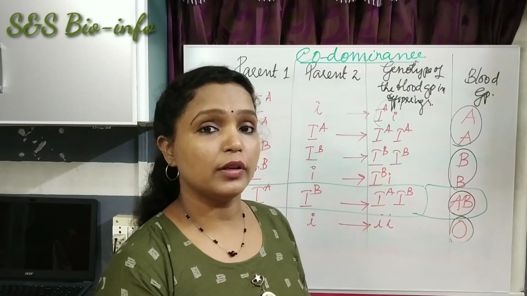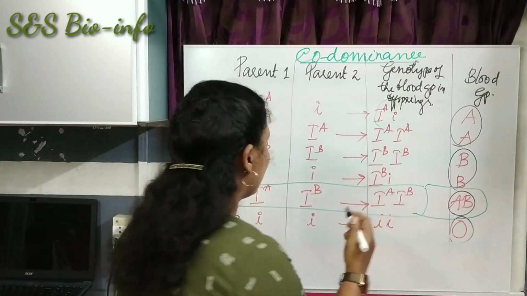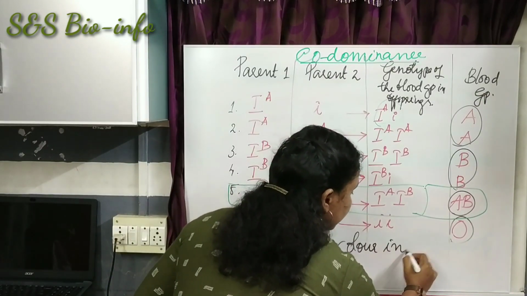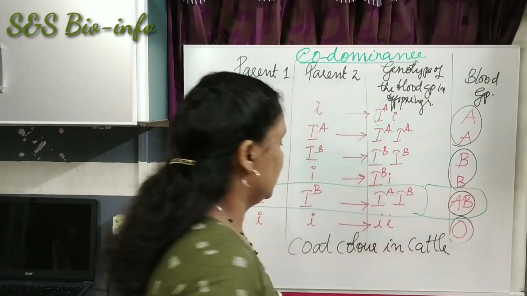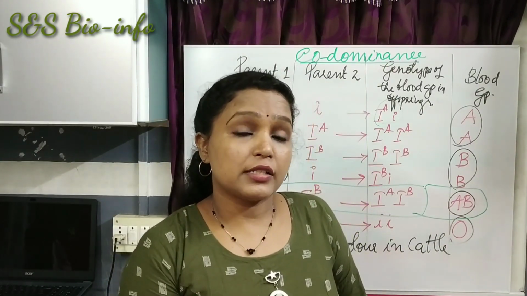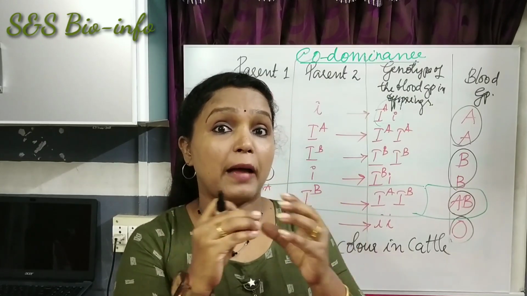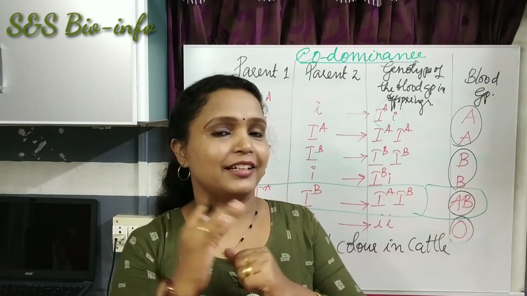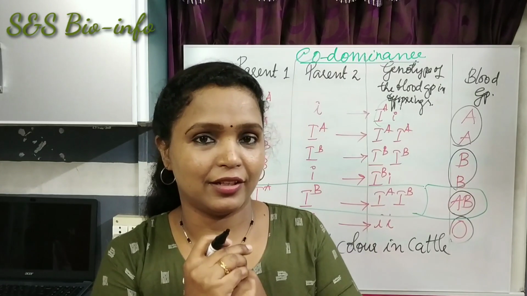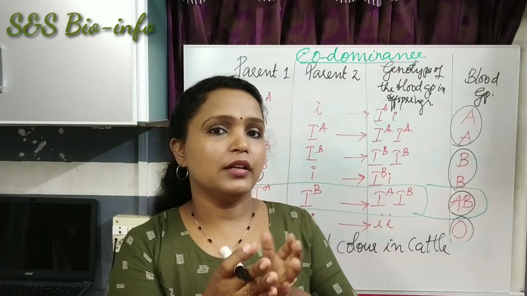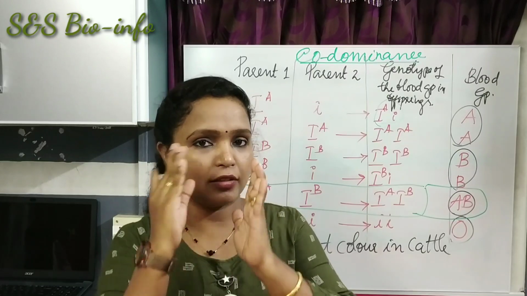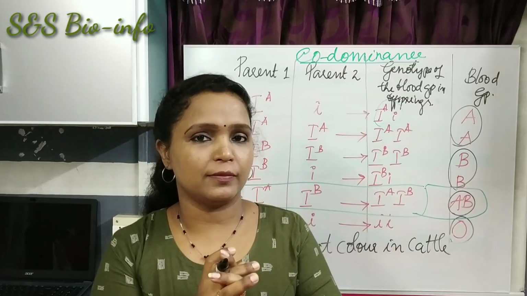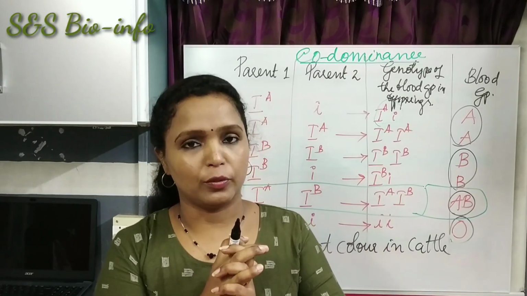Another example of codominance is roan fur in cattle, or coat color in cattle. The fur of the cattle can be observed as different colors, that means different colored patches on white fur, like red and black. That is roan fur in cattle. For example, when a red colored cow is crossed with a white colored one, both colors will be expressed in the progeny. That is a better example of codominance.